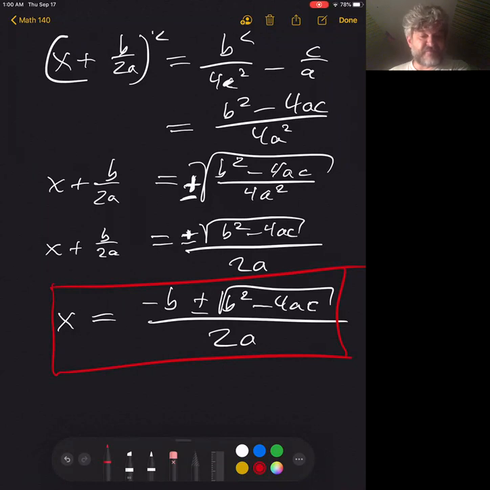And now I can box this in red because this is the quadratic formula, or midnight formula. Why is it called midnight formula? Because if someone wakes you up at midnight, shakes you, and asks you what is that formula for solving quadratic equations, you need to say, okay, it's negative b plus minus square root of b squared minus 4ac divided by 2a. That fast.